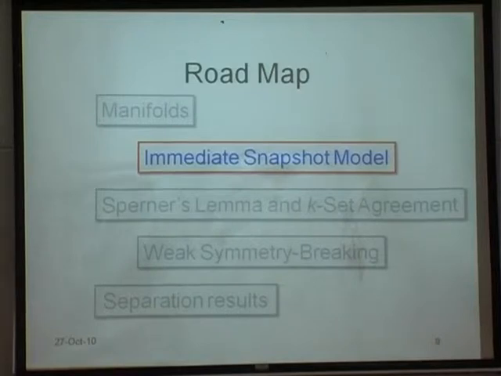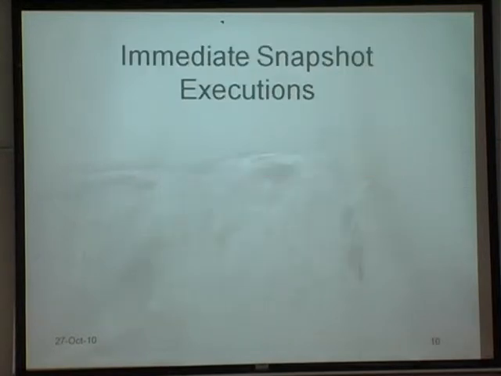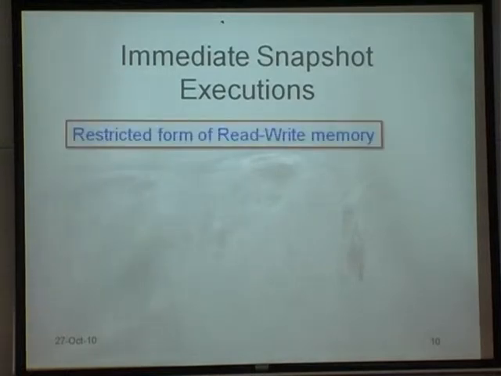So I'm going to start out with an example of a model of computation where all of the protocol complexes are actually manifolds. This might look a little bit artificial, but in fact it's not quite as artificial as it seems. So we'll look at immediate snapshot executions. It's a restricted form of asynchronous read-write memory. The processes share a memory. You can read and write locations. There's no bound on relative speeds.